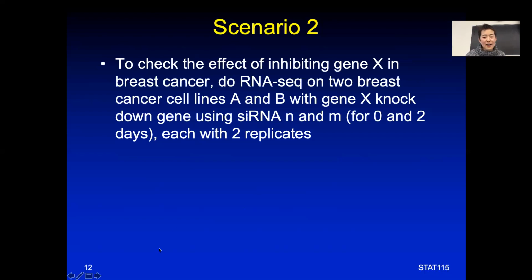You have 2 siRNAs, N and M, and you treat the cell at 0 hour and 2 days. I mean, 0 is no treatment. Say two days is because siRNA might take some time to kick in, and that gene then gets knocked down. You do 2 replicates. Now your collaborator comes to you: I want to see what my gene is doing in breast cancer. What do you do?